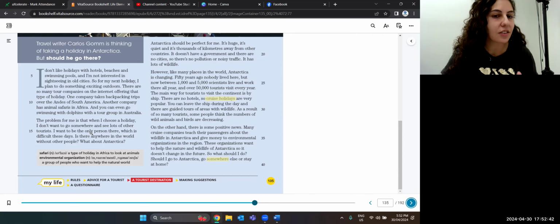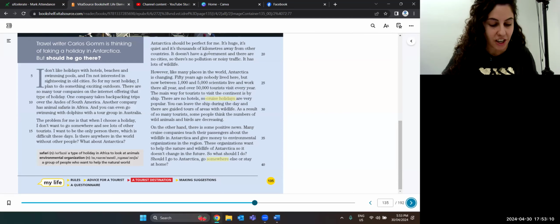He wants to be like the only person there. Then paragraph 3, this one here, this tells us why Antarctica is a good place. So it says it's perfect for me. It's huge. It's quiet. It's so far from other countries. So this paragraph is letting you know why this place is perfect for him.